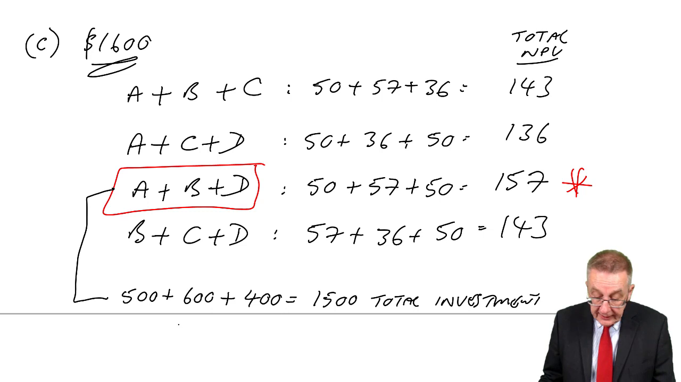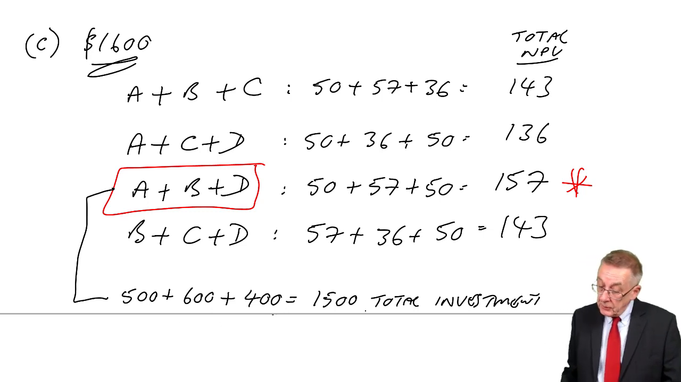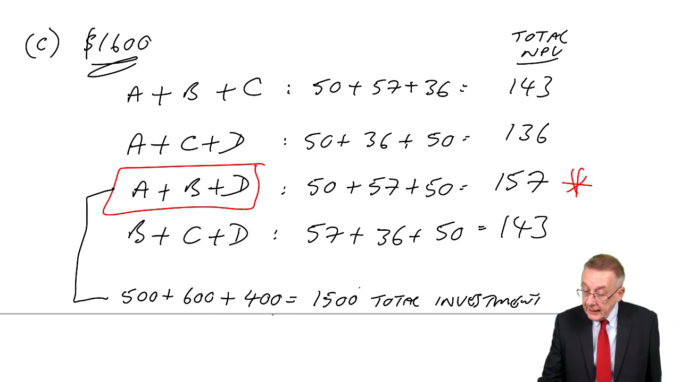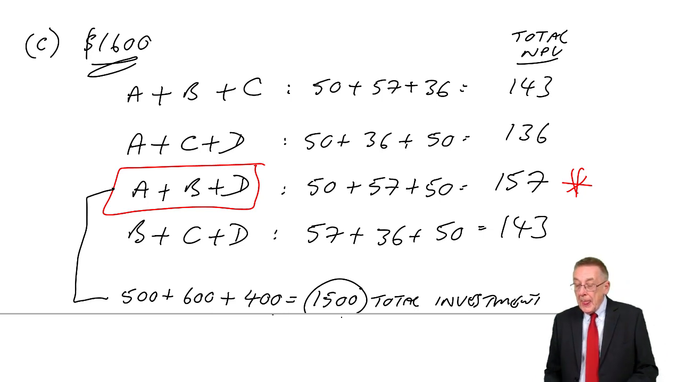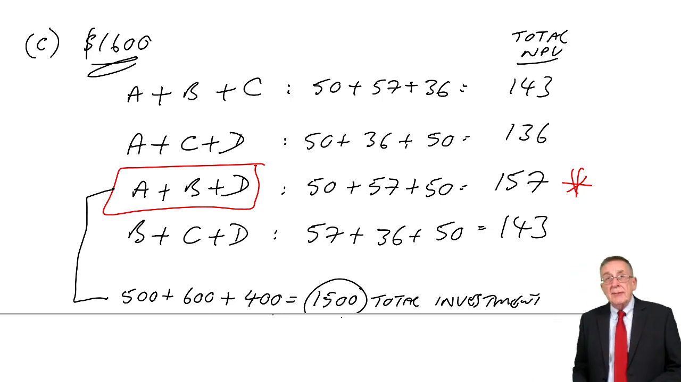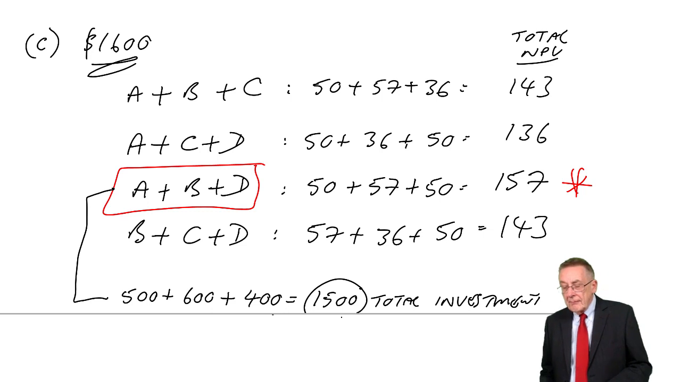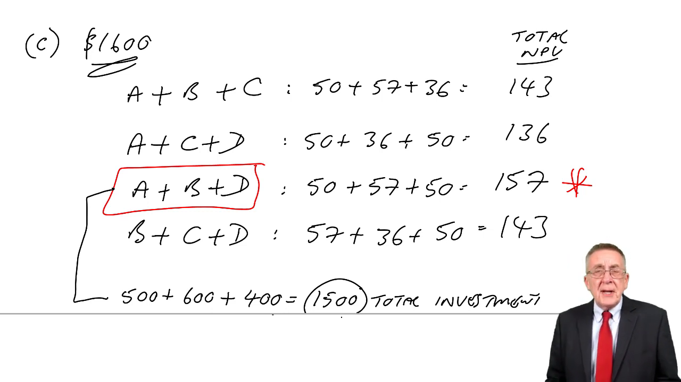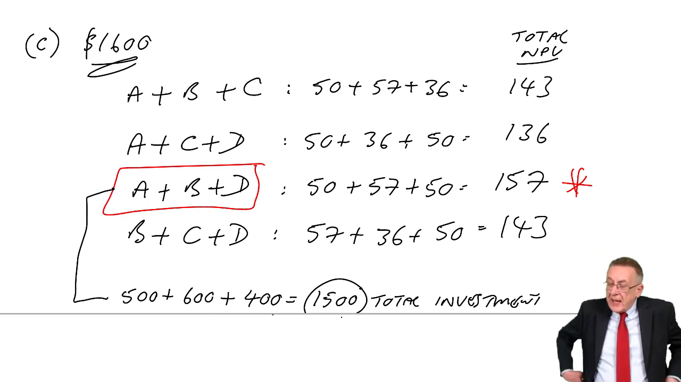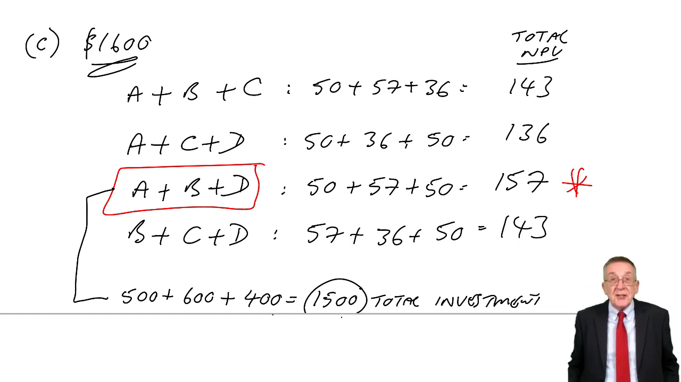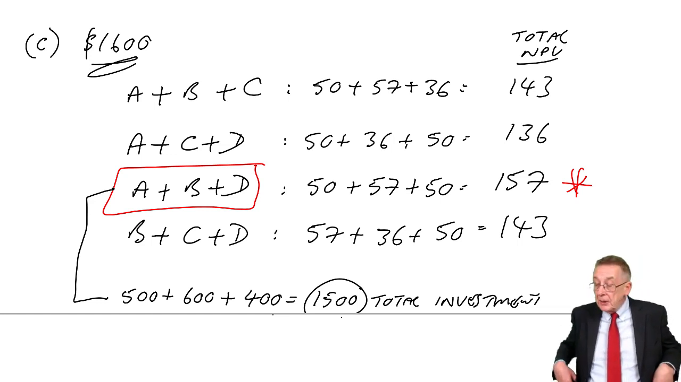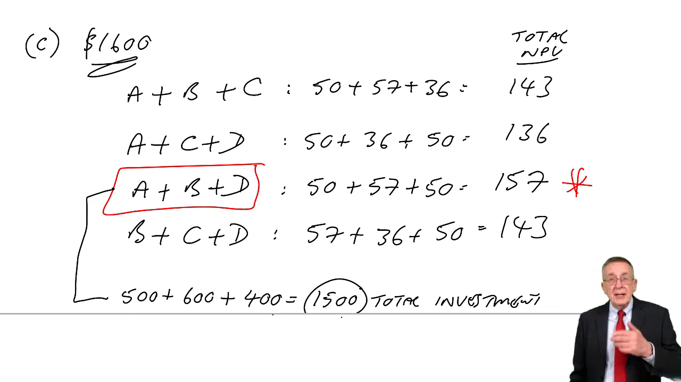I think I've got them right. 5, 6, 4. Yes, a total of 1,500. We had 1,600 available. And so people say, well, what are we going to do with the other 100? We can't invest the other 100 in Project C because they're not infinitely divisible. But what's going to happen to the other 100?